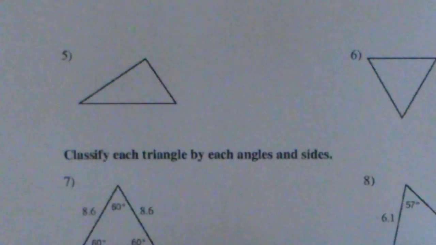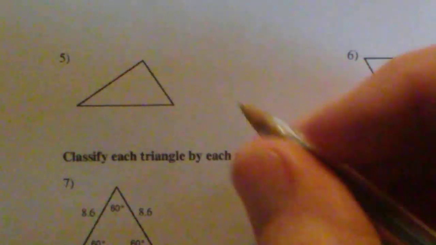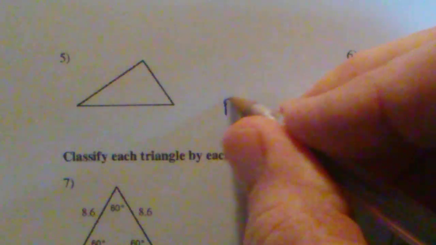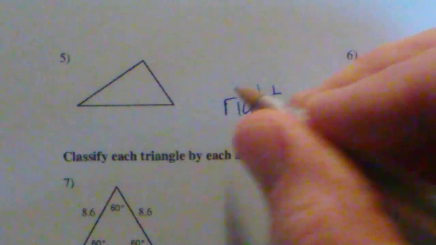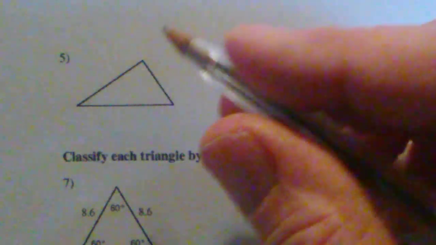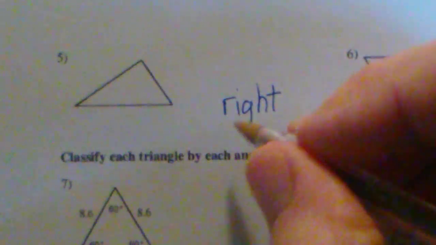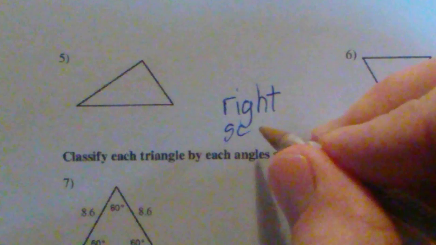How about this one? Well, it's a right triangle again, and they're all different. None of them are the same, so it's not isosceles this time. It's a right scalene. A right scalene triangle.